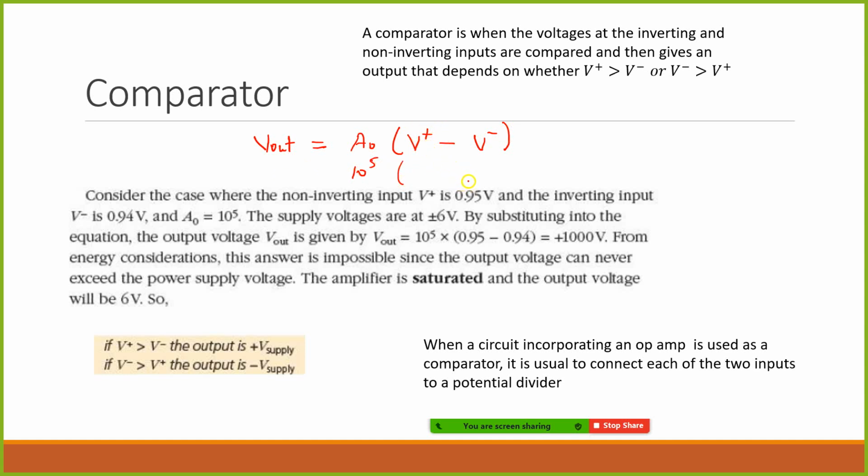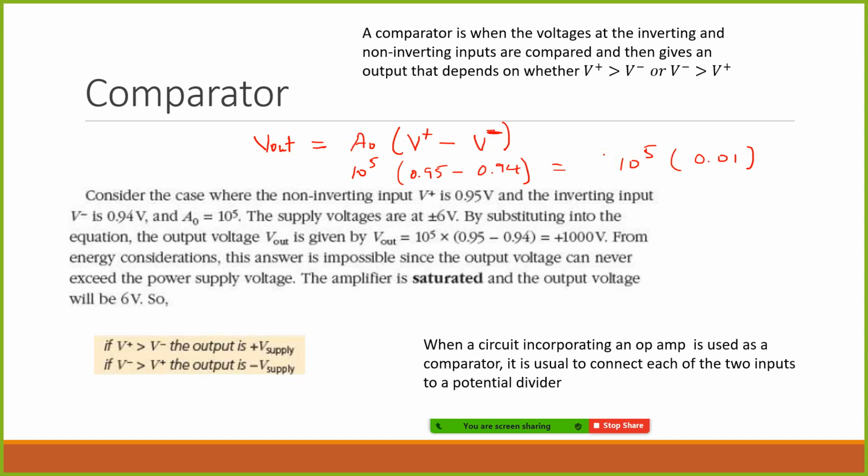My non-inverting is 0.95 minus the voltage at the inverting. I wanted to ensure that I said the correct thing. So this voltage right here, the 0.95, is the voltage for the non-inverting. The voltage that I'm about to write now is the voltage for the inverting, which is 0.94. If we work the bracket out first, I'm going to get 0.01 in the bracket, and that is multiplied by 10 to the power of 5. Okay?